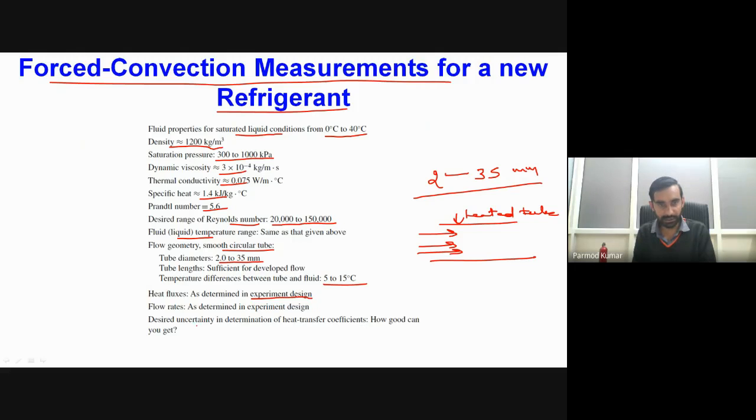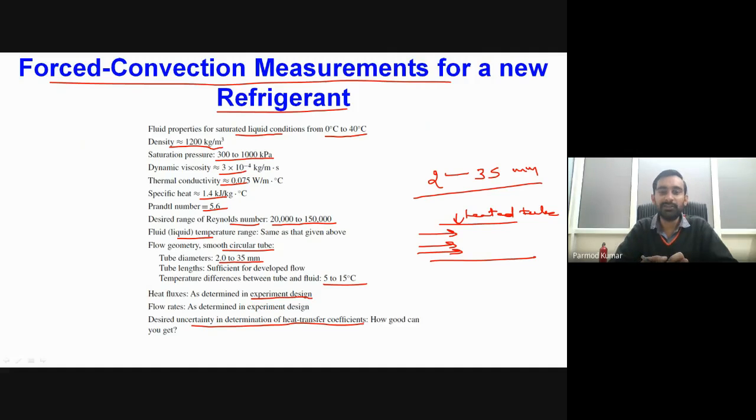We also have to determine the desired uncertainty in the determination of the heat transfer coefficient. Whatever experimental setup we design and whatever instruments we use, depending upon their measurements, we have to see what our uncertainty limit is in the measurement of the heat transfer coefficient. These are the input parameters specified by the refrigerant manufacturer to the testing laboratory. Now consider yourself an engineer for that testing laboratory, and you have to design the experimental facility for obtaining the heat transfer coefficient of this new refrigerant.